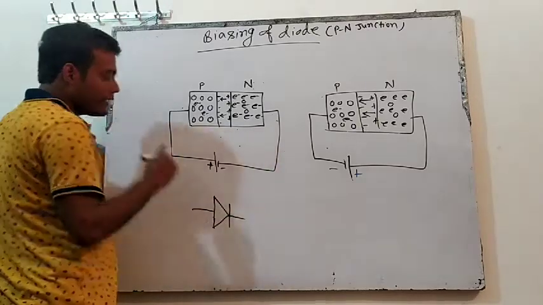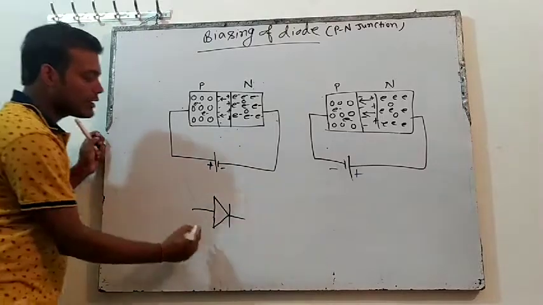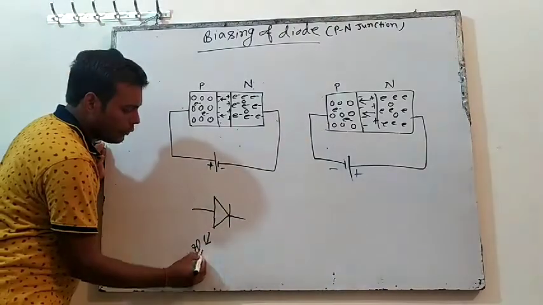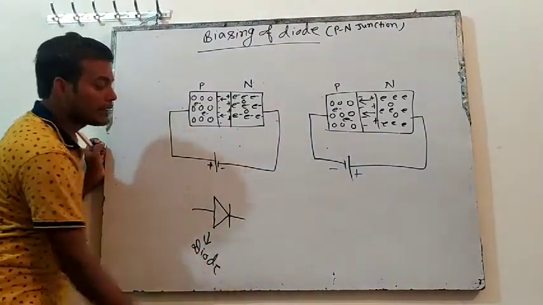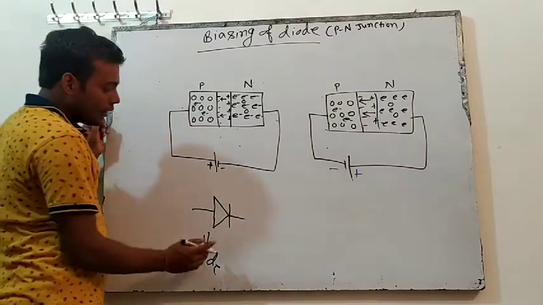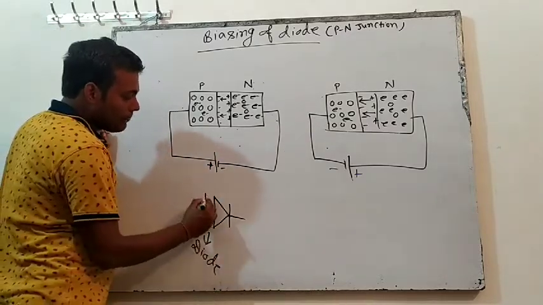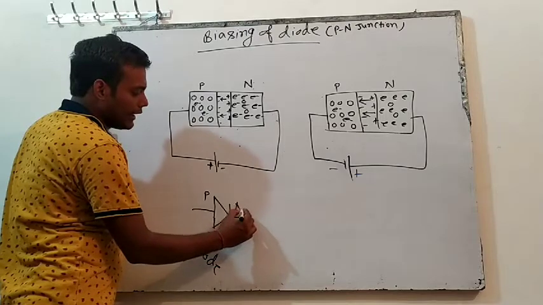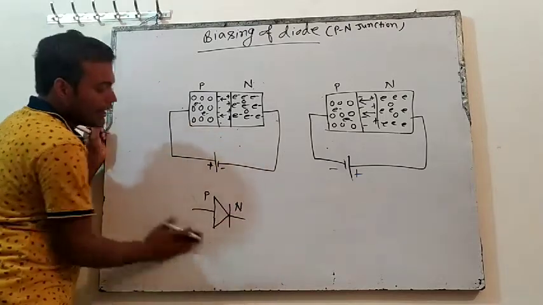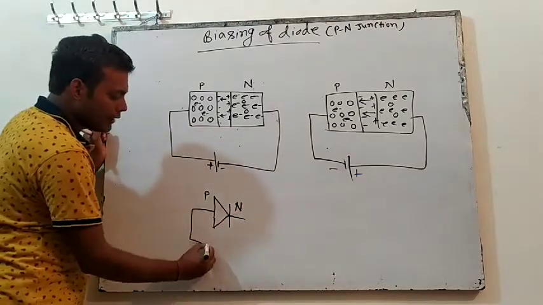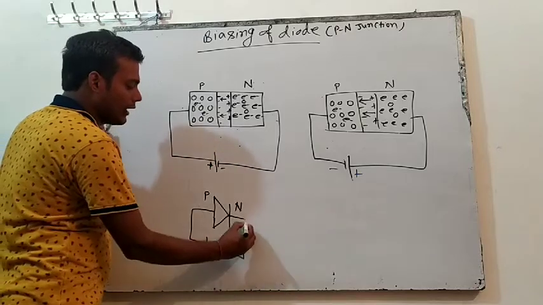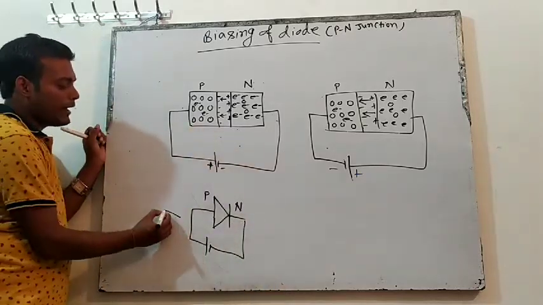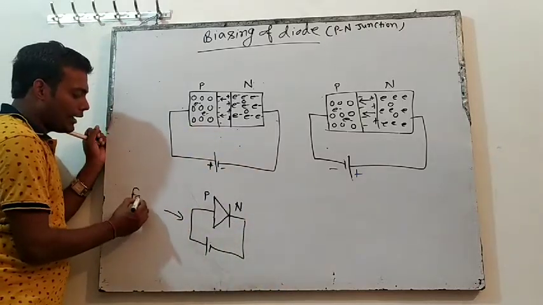This is the symbol of a PN junction or diode. Diode and PN junction are both the same thing. This is known as a diode, and this is the P side, this is the N side. When we connect the P side with the positive terminal, we connect like this. So this biasing is forward biasing.